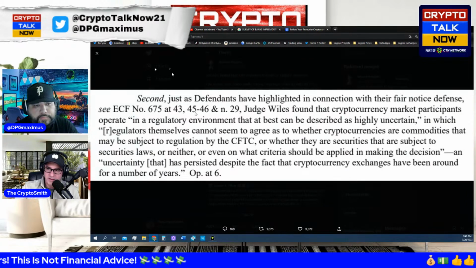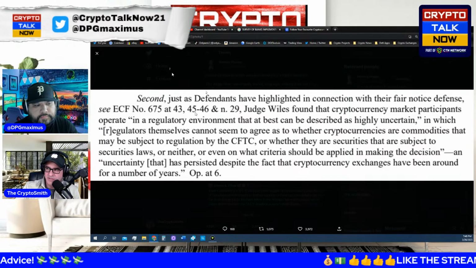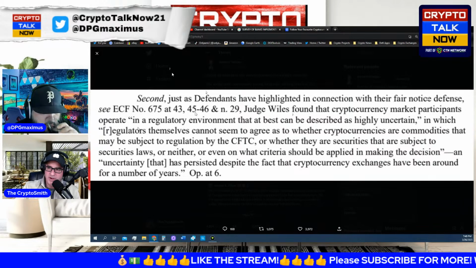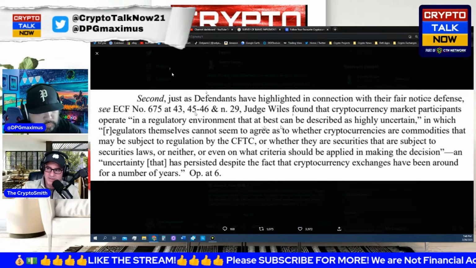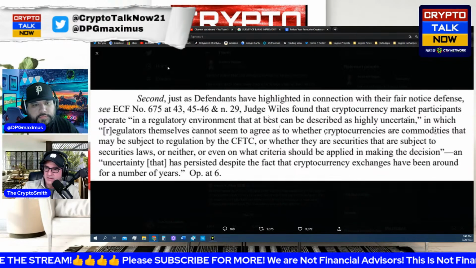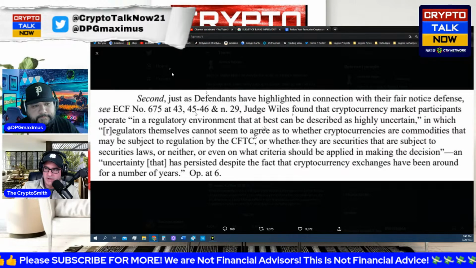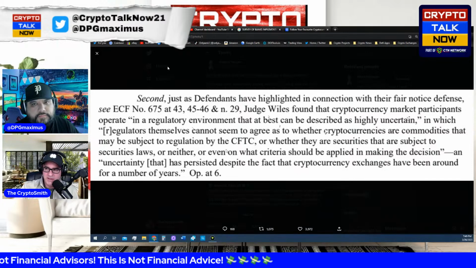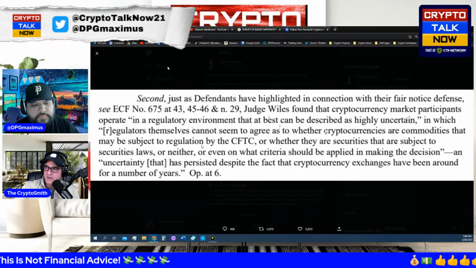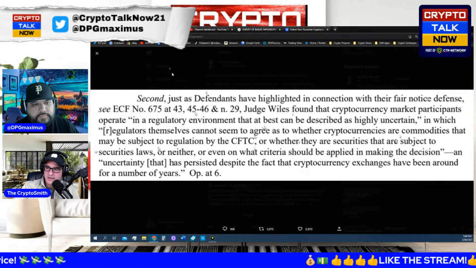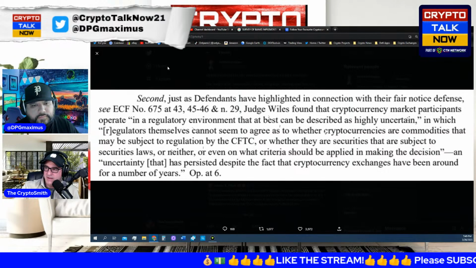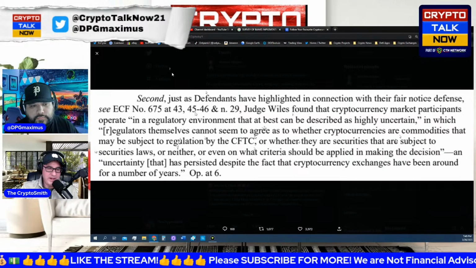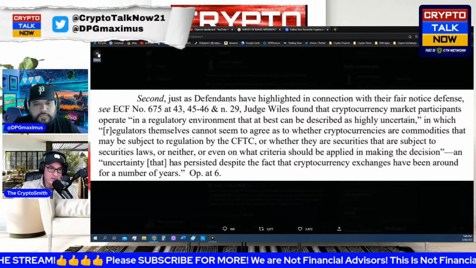So this is what the judge said. Second, just as defendants have highlighted in connection with their fair notice defense, Judge Wiles found that cryptocurrency market participants operate in a regulatory environment that at best can be described as highly uncertain, in which regulators themselves cannot seem to agree as to whether cryptocurrencies are commodities that may be subject to regulation by the CFTC, or whether they're securities subject to securities laws, or even on criteria that should be applied in making this decision. Uncertainty has persisted despite the fact cryptocurrency exchanges have been around for a number of years. So this is what the judge stated.